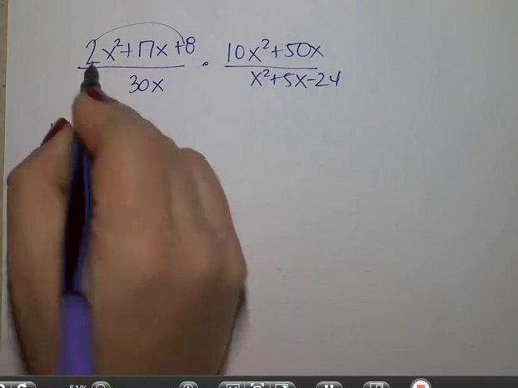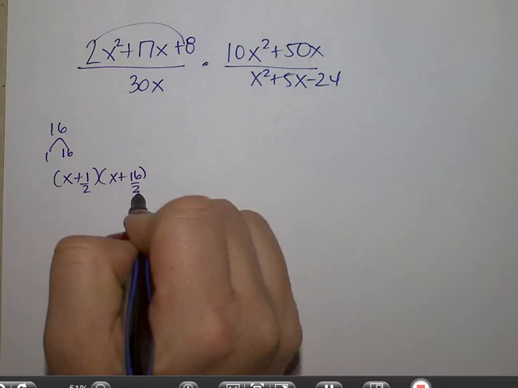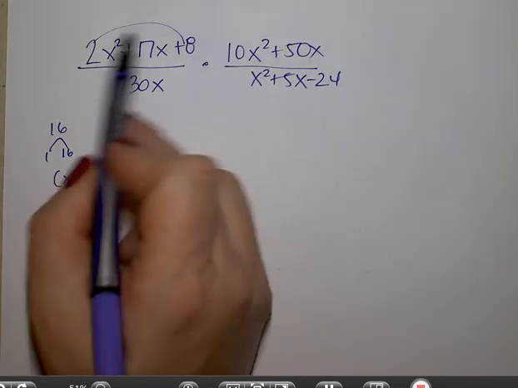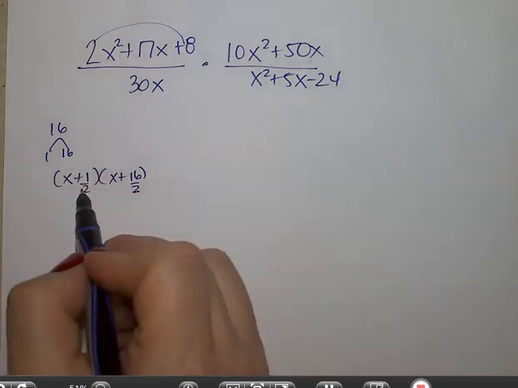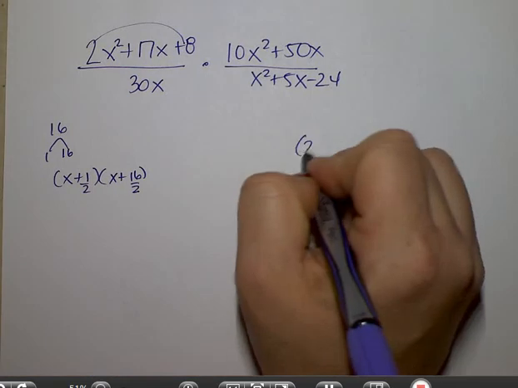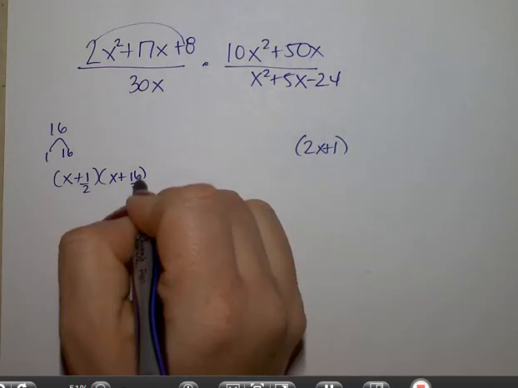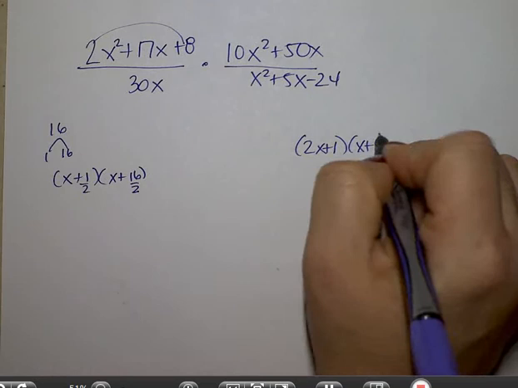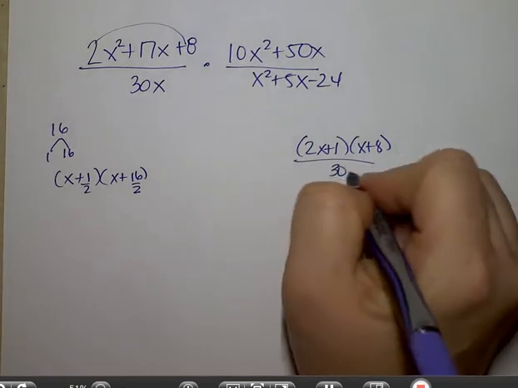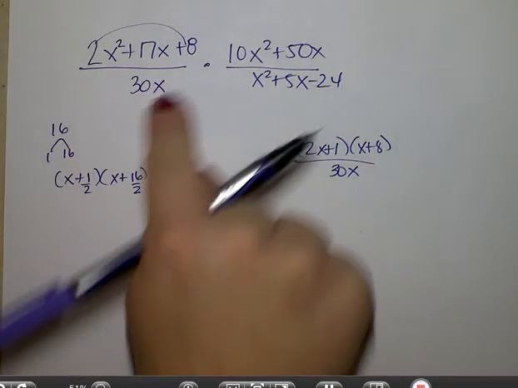Now divide both by 2. I'm doing the numerator of the first fraction. I'm going to push the 2 up now, so I have 2x plus 1, and this reduces to 8, and x plus 8. In the bottom, I have 30 times x. So I've taken care of the first fraction.